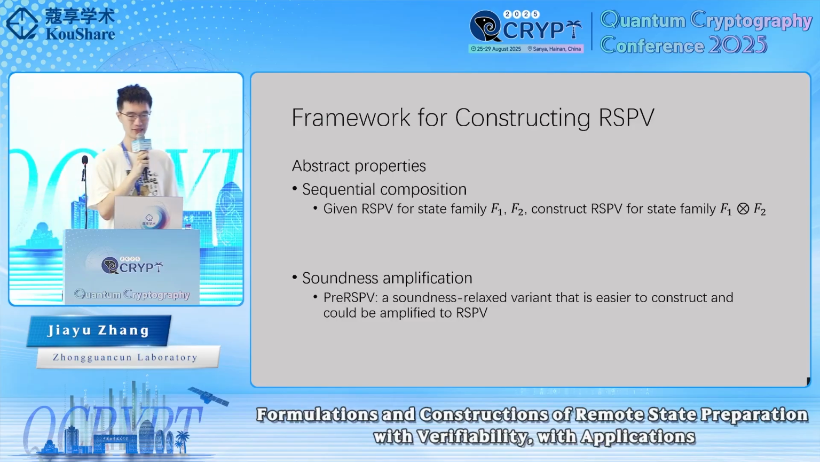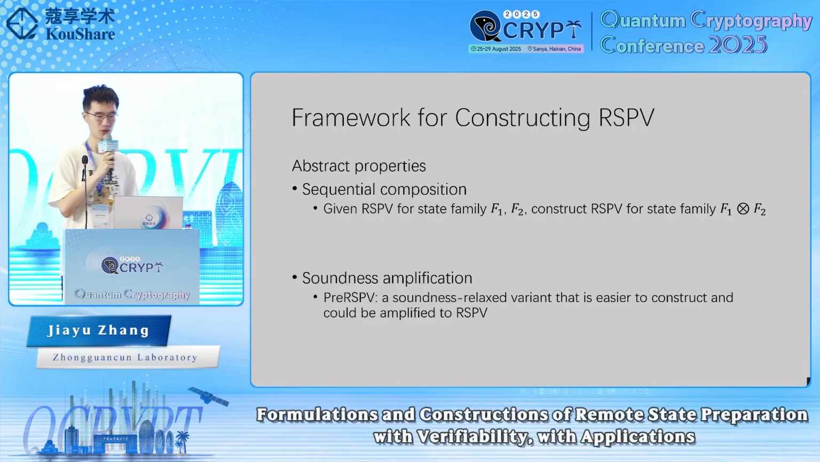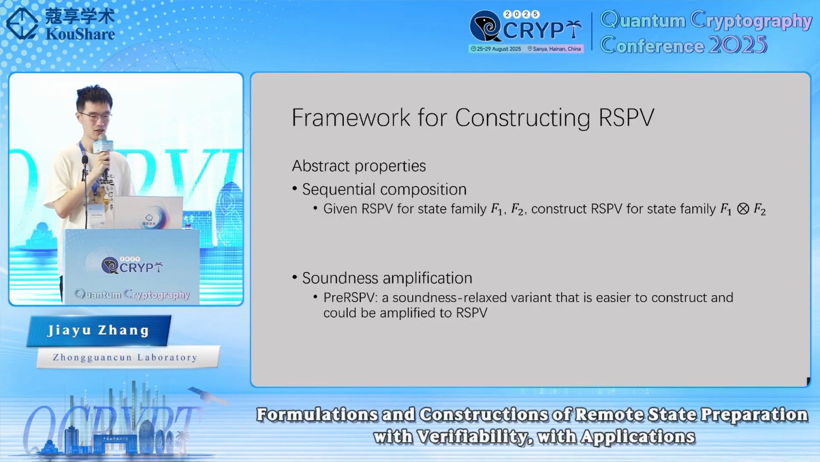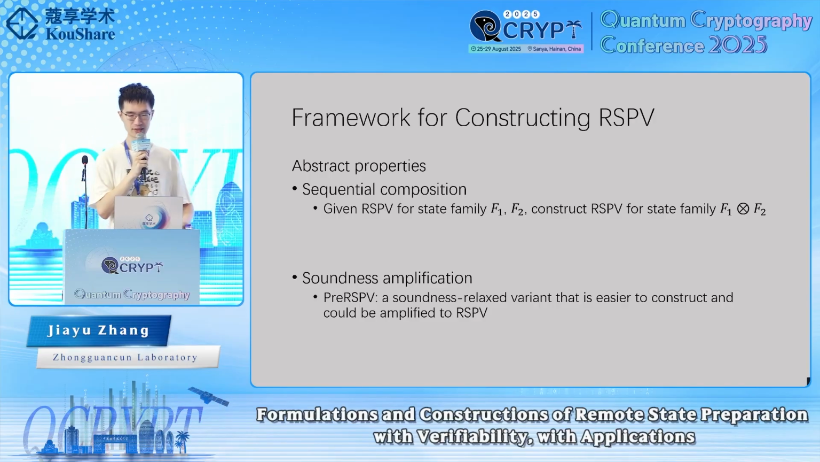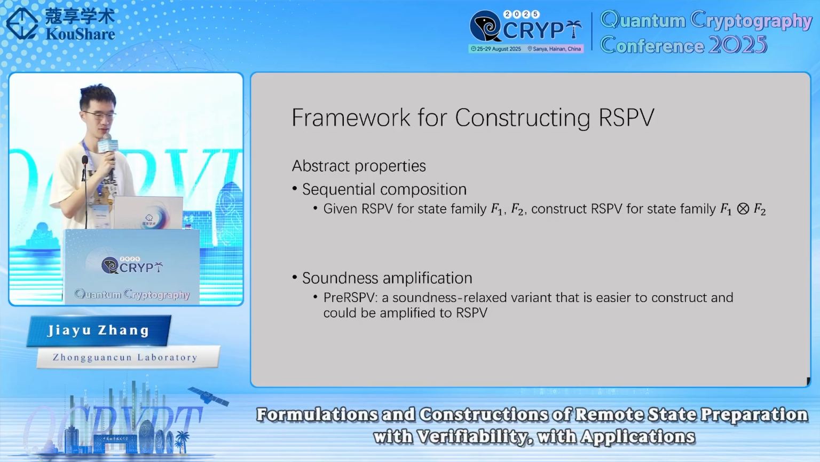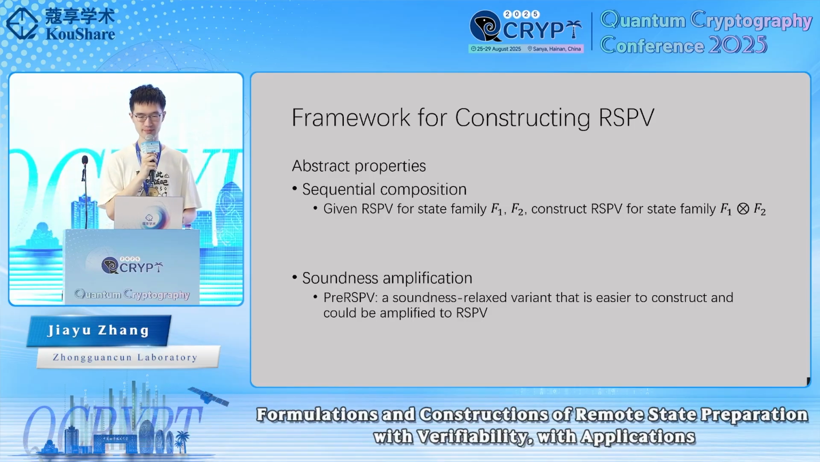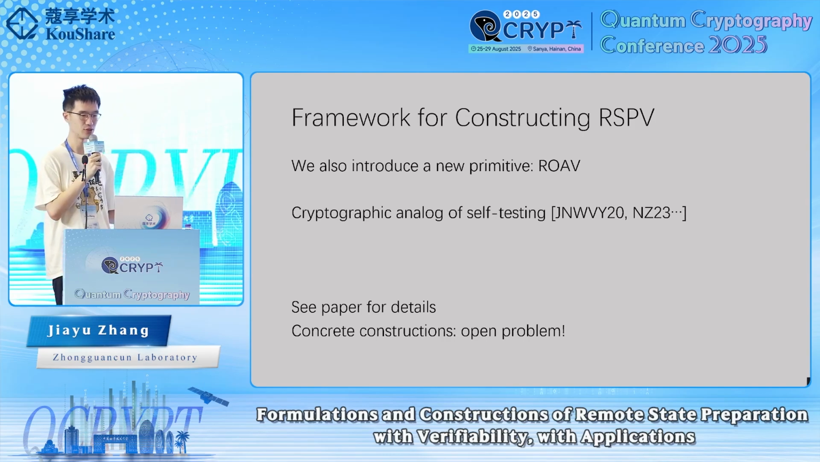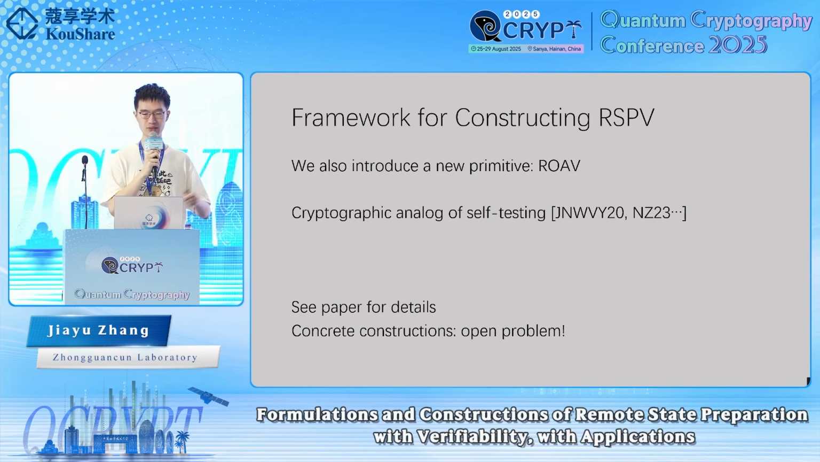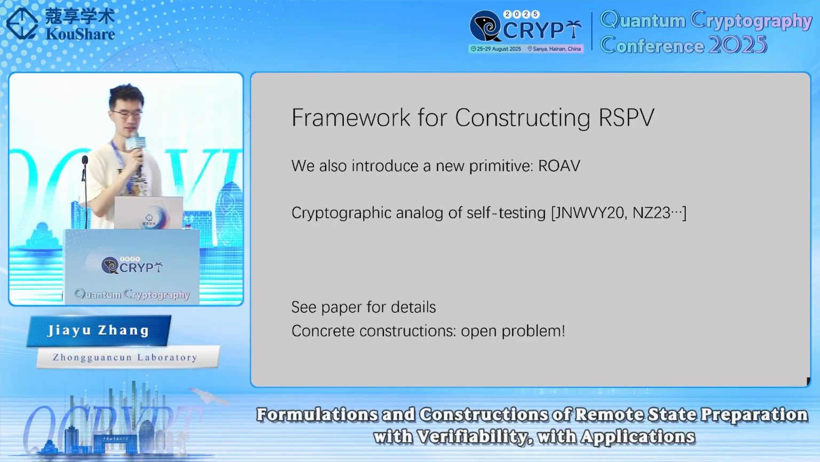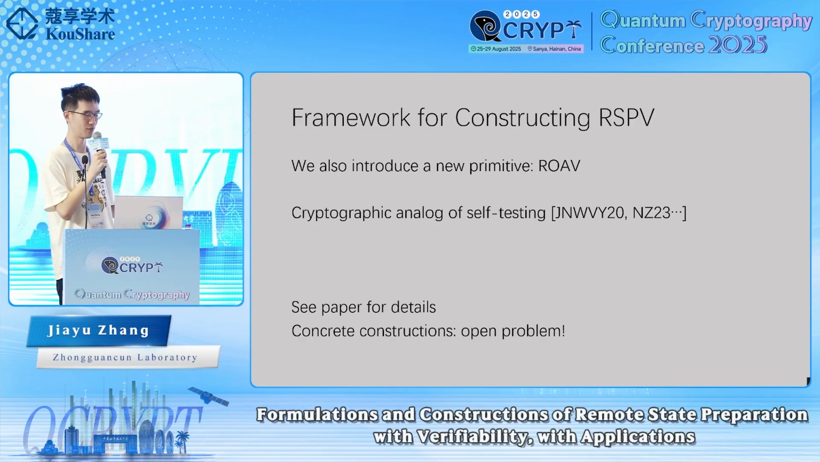We also prove the soundness amplification, which means that we could first construct a pre-RSPV, which is a relaxed variant of RSPV. This is easier to construct, and then we could amplify it to an RSPV. And we also introduce a new primitive called remote operator application with verifiability, or ROAV. This is a new cryptographic analog of self-testing, which is also a popular topic.